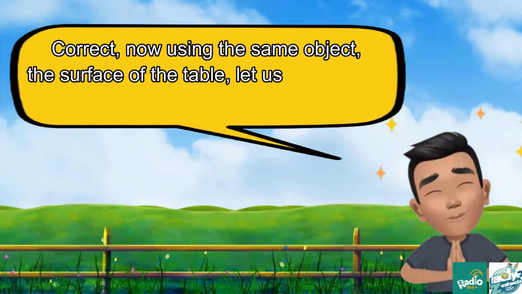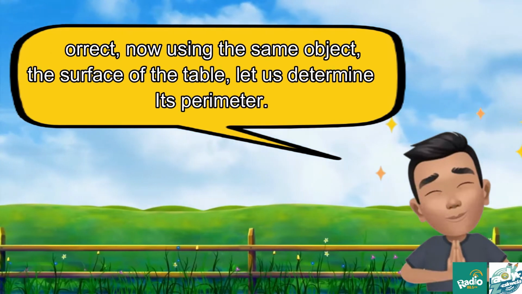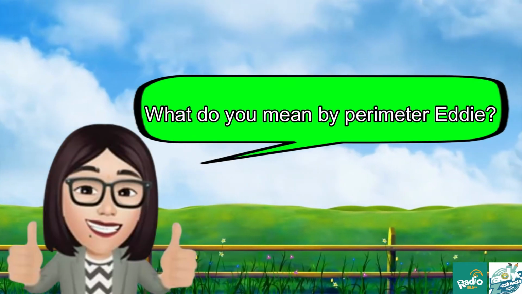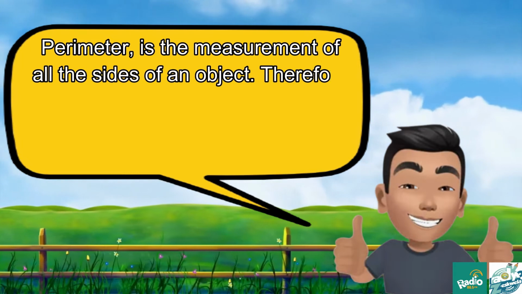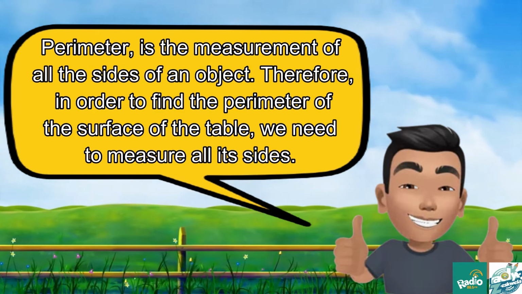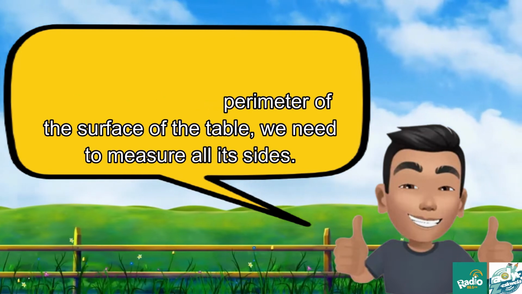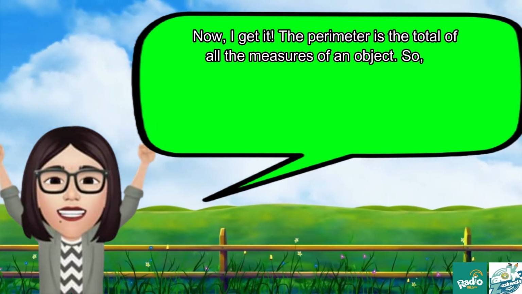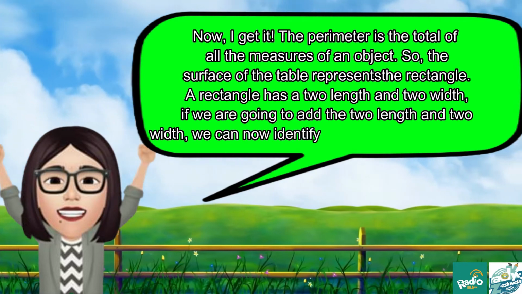Correct. Now, using the same object, the surface of the table, let us determine its perimeter. What do you mean by perimeter, Eddie? Perimeter is the measurement of all the sides of an object. Therefore, in order to find the perimeter of the surface of the table, we need to measure all its sides. Now I get it. The perimeter is the total of all the measures of an object.